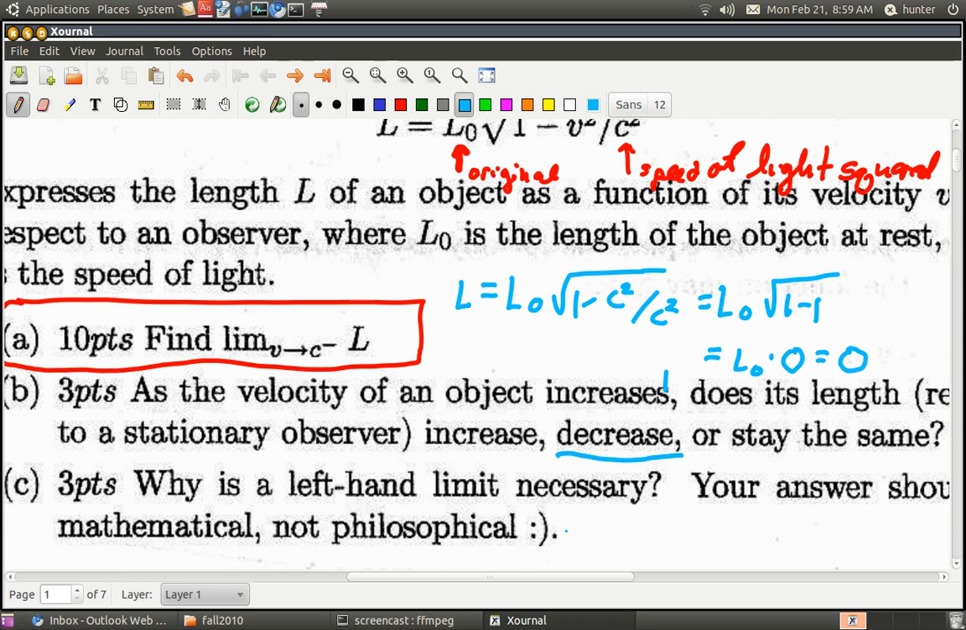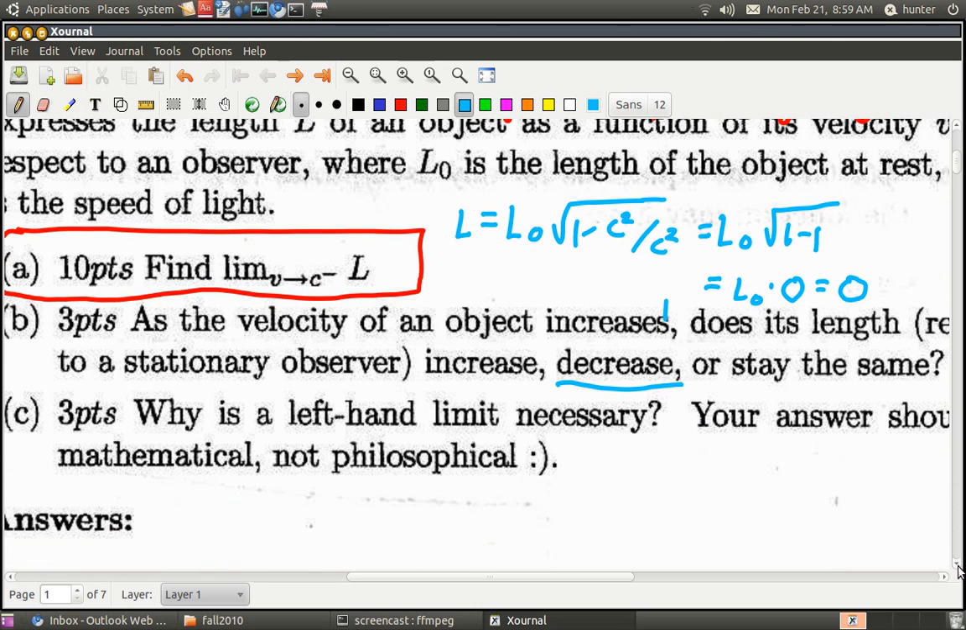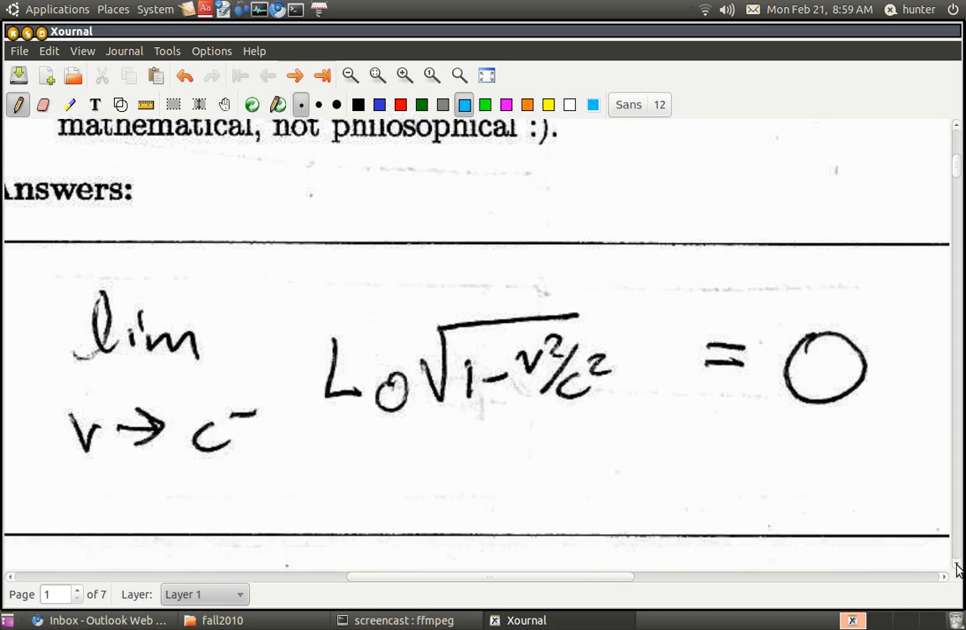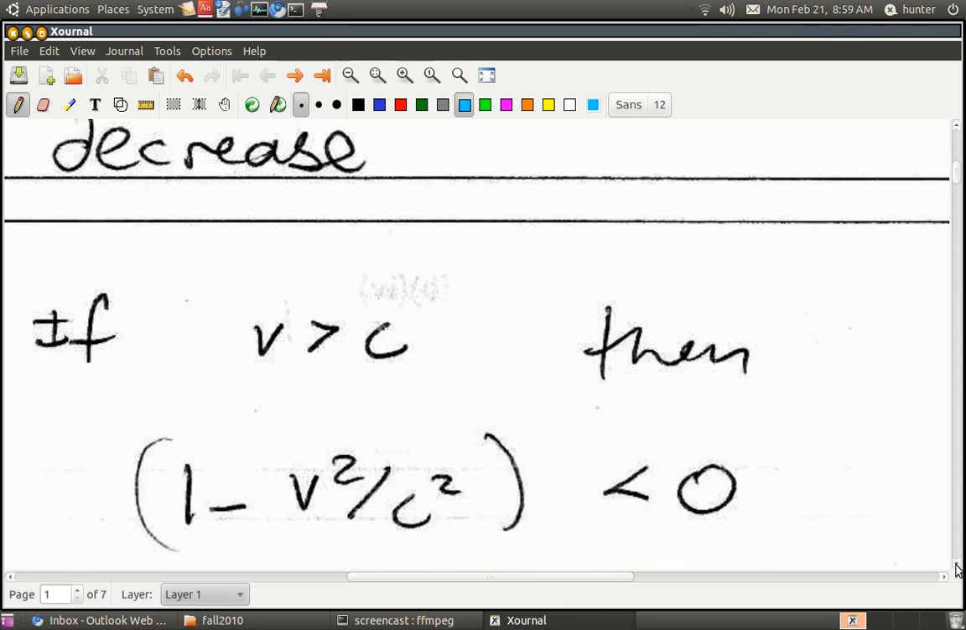And C says, why is a left-hand limit necessary? And then there's this snide joke. I can't believe I put an emoticon on an exam. It says, your answer should be mathematical, not philosophical. So the philosophical reason that the left-hand limit is necessary is because you can't go faster than the speed of light. So of course it must approach the speed of light from the left. But there's a mathematical reason too, and I explain that down here in my solution to part C.